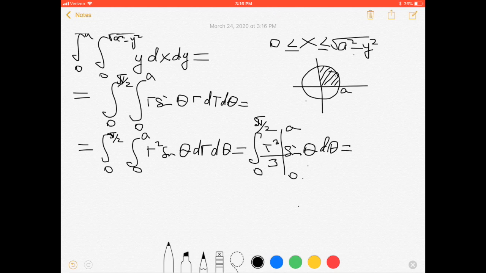It will be a cubed over 3. The integral of sine is negative cosine. This means I'm plugging in cosine theta, where theta is from 0 to pi over 2. If you plug in pi over 2, it will be 0. If you plug in 0, it will be 1. You need to subtract, you have minus. This means finally you have a cubed over 3.